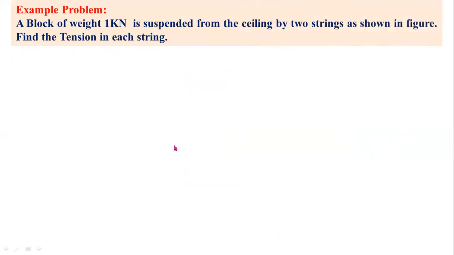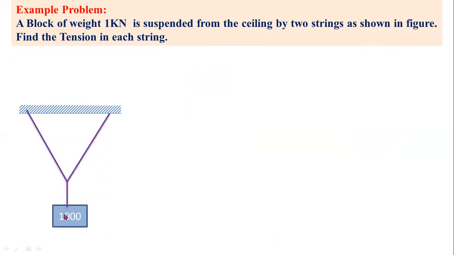Now this is another example problem. A block of weight 1 kilonewton is suspended from the ceiling by two strings as shown in the figure. Find the tension in each string. Here the weight of the block is 1 kilonewton. 1 kilo equals 1000, so 1000 newtons is the self weight of the block. Now you have to determine the tension in each string. Here the angles are given.